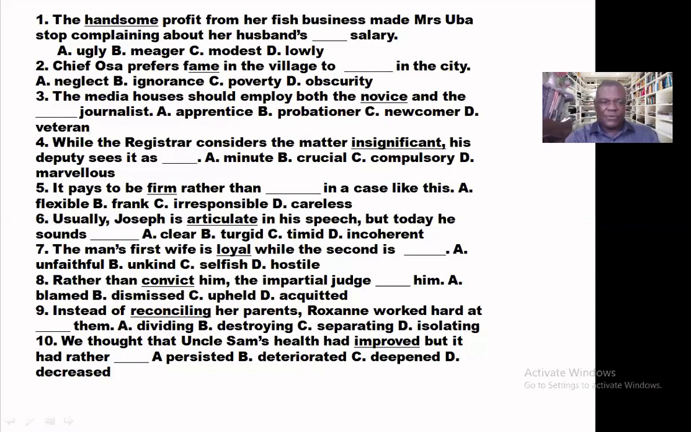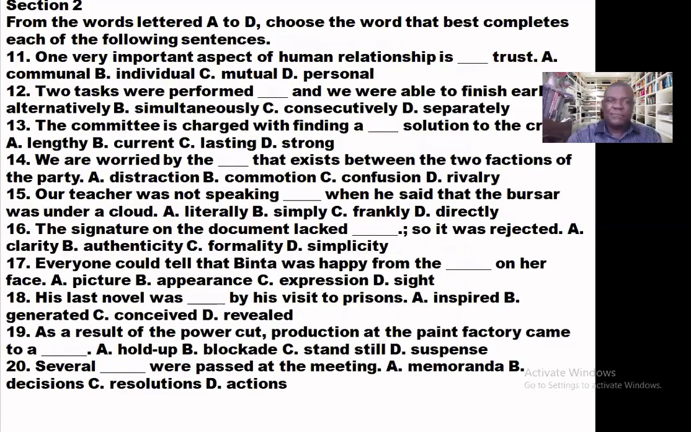D, isolating, no. Number 10, we thought that Uncle Sam's health had improved, but it had rather dash. A, persisted, no. We are looking for the appropriate term, the health terminology, which should be the opposite of improved. If your health is not improving, B, deteriorated, that is the appropriate word. That is to worsen, all right? C, deepened, no. D, decreased, no. So the answer is B.